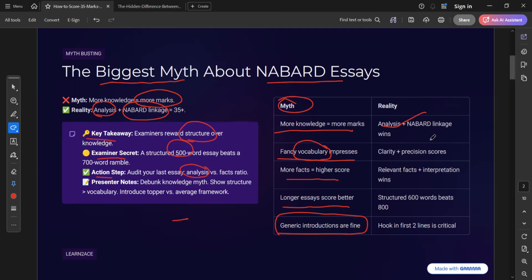So the reality is essay analysis has to be there, clarity has to be there, relevant facts have to be there, interpretation wins. This is very important. Like I told you an example of this student, right? 600 words over 800 words. First two lines are very critical. This you have to understand.